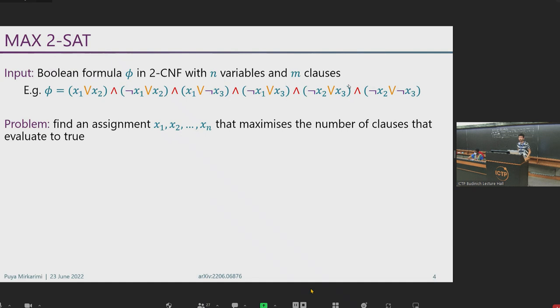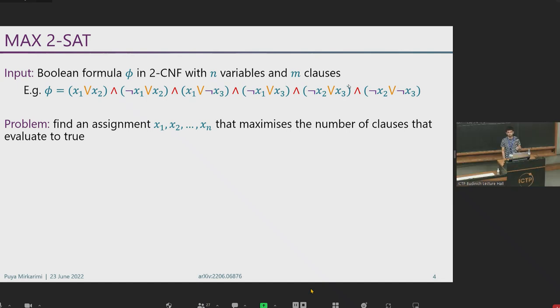So I'm going to talk a bit more about Max2SAT here. The input to Max2SAT is a Boolean formula phi in two conjunctive normal form. So I've given an example of such a formula here. In general, it needs to be a conjunction of clauses, where each clause is a disjunction of literals, and a literal is either a Boolean variable or a negated Boolean variable. So conjunction, disjunction, and negation are equivalent to the logical and, or, and not operators, which I've colored in red, orange, and purple, respectively. So then the problem is to find an assignment to these Boolean variables such that the number of clauses that are satisfied, i.e. the number of clauses that evaluate to true, is maximized.